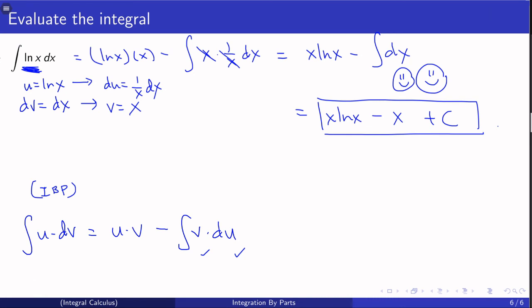So if you see a logarithm, that's going to be a nice candidate for u, because when you take the derivative of the logarithm, it just becomes 1 over x. So the log disappears from your integrand.